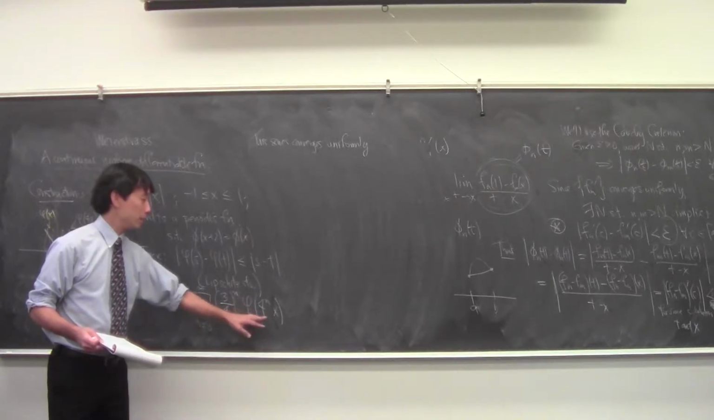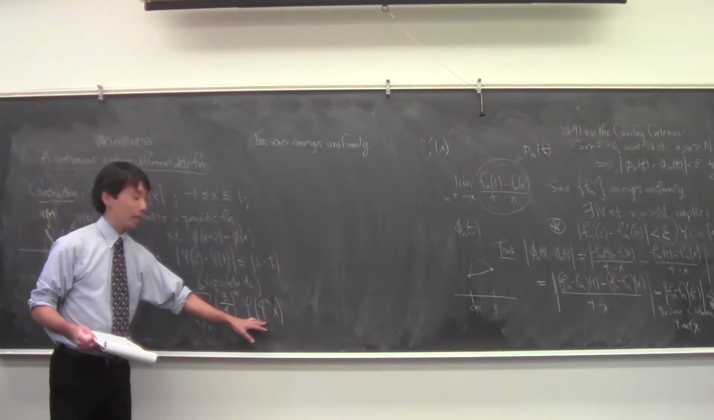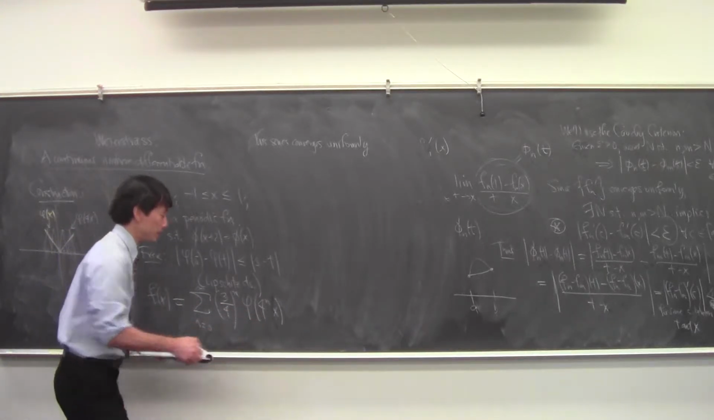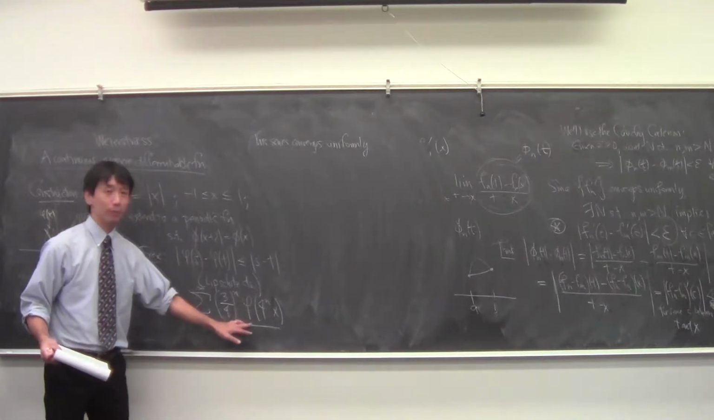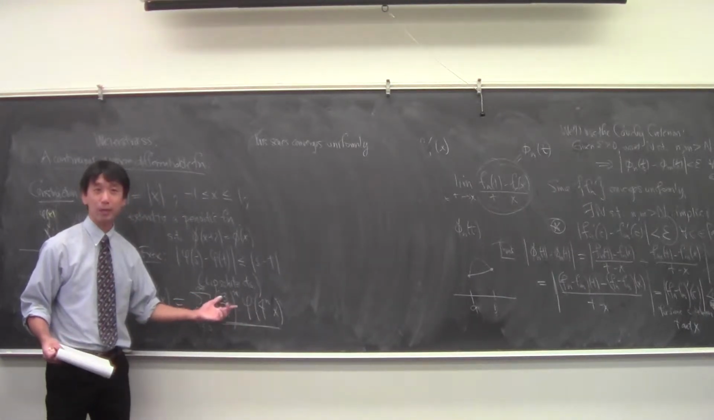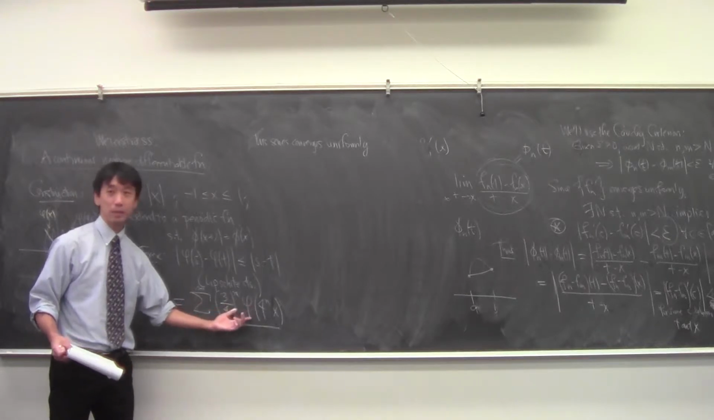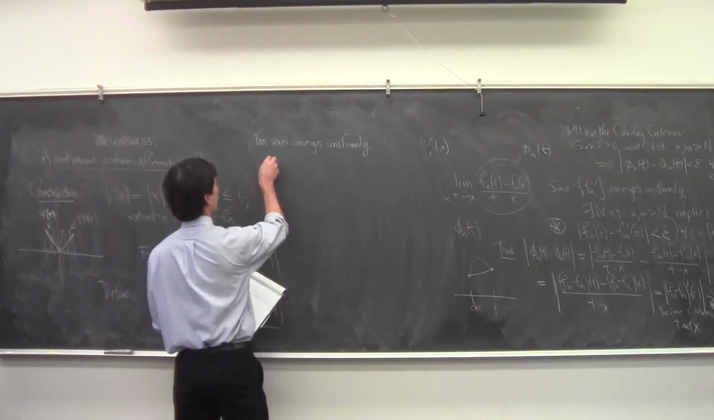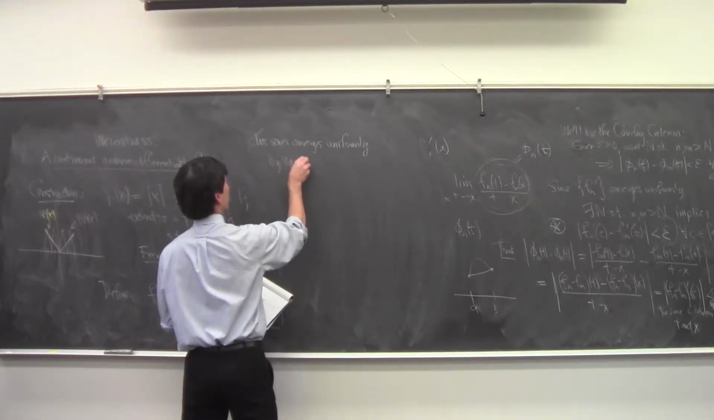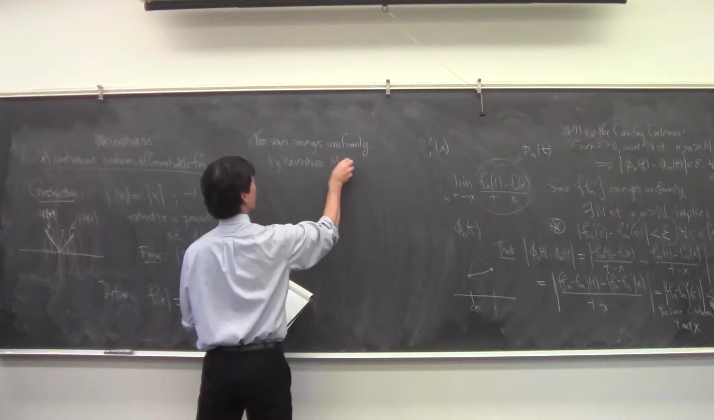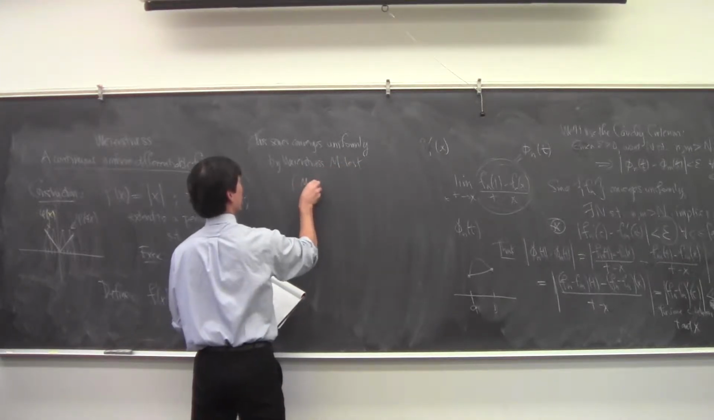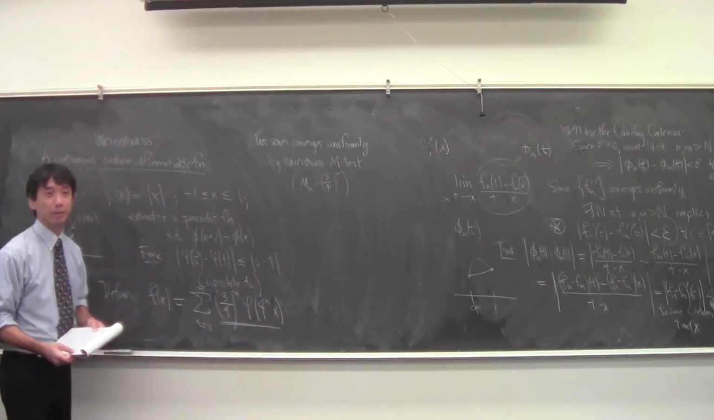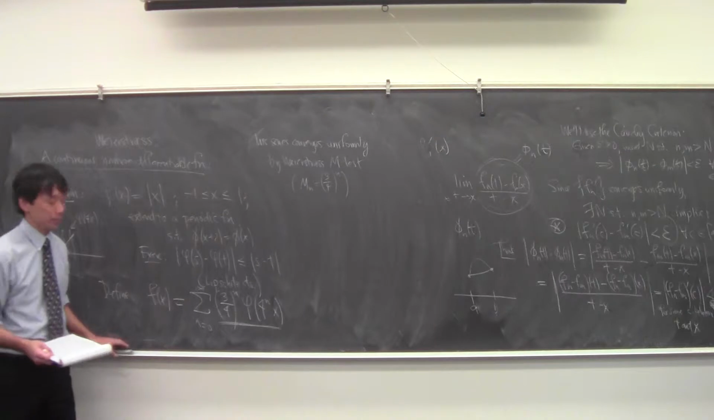Well, these functions are all bounded by 1, right? So the product of this is bounded by 3/4 to the n. The summation of 3/4 to the n converges, and so this thing converges uniformly. So this converges uniformly by the Weierstrass M-test, where here M sub n is going to be 3/4 to the n, which certainly is a geometric series when you sum it.